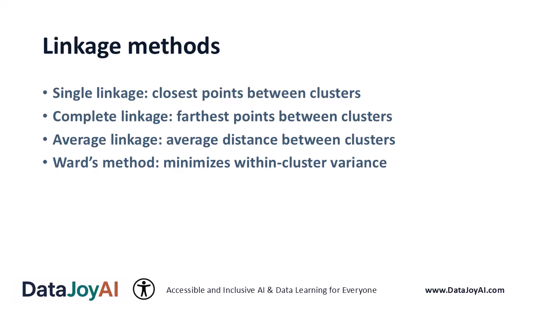Linkage methods. The chapter explains several linkage methods. Single linkage uses the closest points, complete linkage uses the farthest, and average linkage takes the average distance. Ward's method minimizes within cluster variance. Modern tools can recommend which linkage method fits your data best.